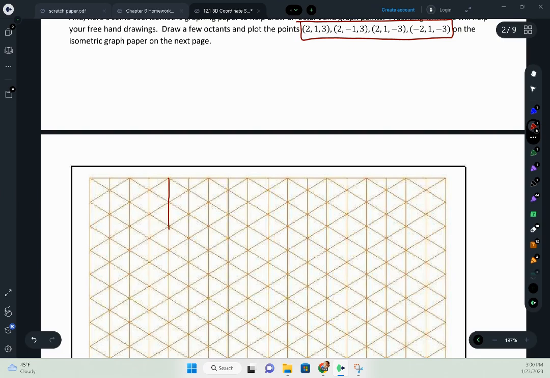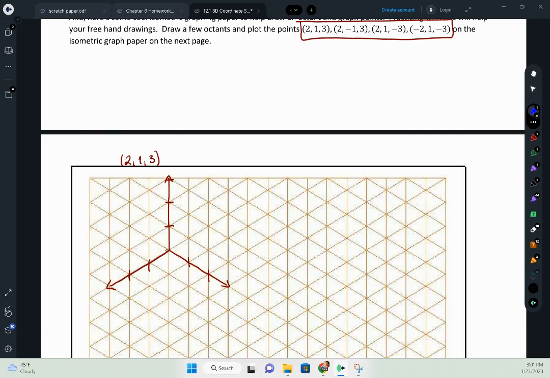I'm going to draw myself an XYZ octant. This paper that I'm using is called isometric graph paper. Super cool. It really does help a lot with graphing three-dimensional objects or points. All right, I need to mark off my tick marks on my axes so I can get proper placement. I'll use a different color in order to plot (2, 1, 3).